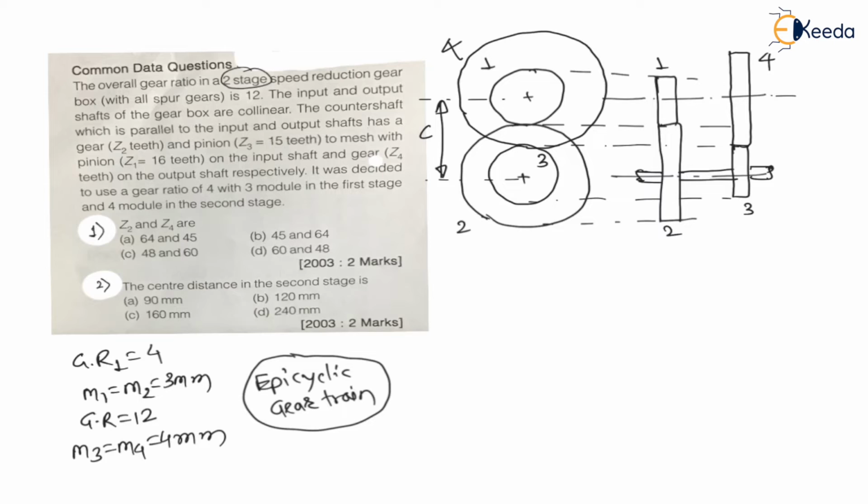Here what is the arrangement? Gear 1 is meshing with 2, and on the same shaft of 2 there is a gear 3, and in contact with gear 3 there is a gear 4. Such type of gear train is called reverted gear train. My dear students, make a correction here, not epicyclic, it is a reverted gear train.